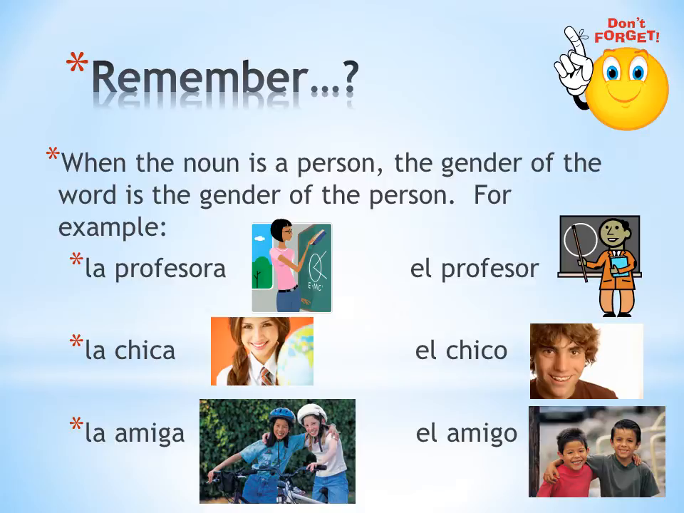And when the noun is a person, the gender of the word is the gender of the person. For example, la profesora is referring to a female teacher. El profesor is a male teacher. La chica, the girl. El chico, the boy. La amiga is referring to a female friend. El amigo is referring to a male friend.